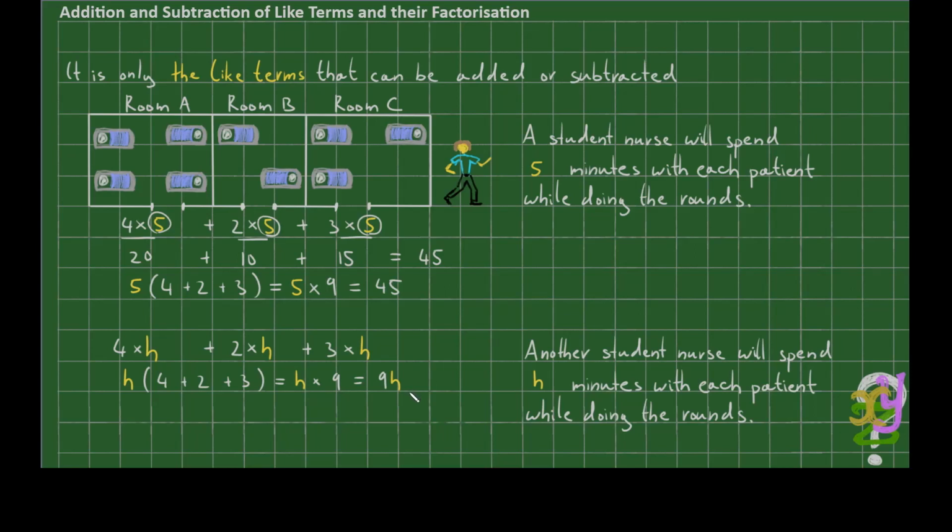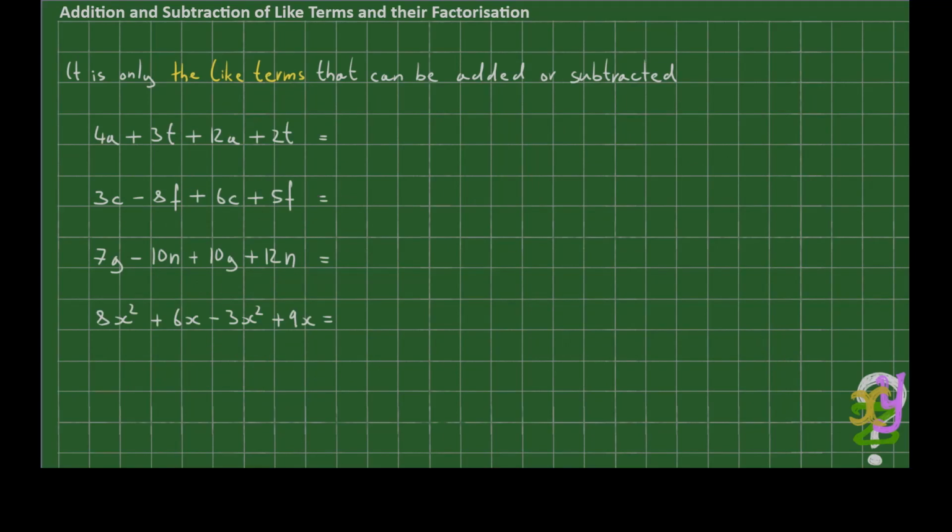Let me do a few more examples. You are welcome to pause the video and solve these questions first. In the first instance, we have 4a plus 3t plus 12a plus 2t. What are the like terms? 4a and 12a are like terms, 3t and 2t are like terms. I can say 4a plus 12a will give me 16a, and 3t plus 2t will give me positive 5t.